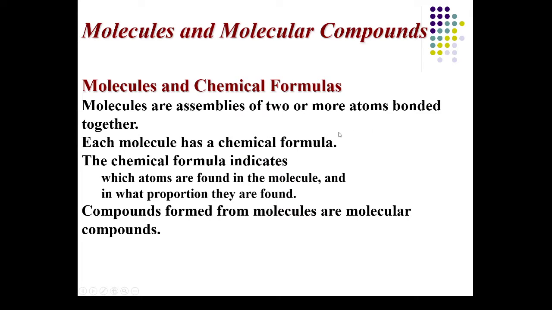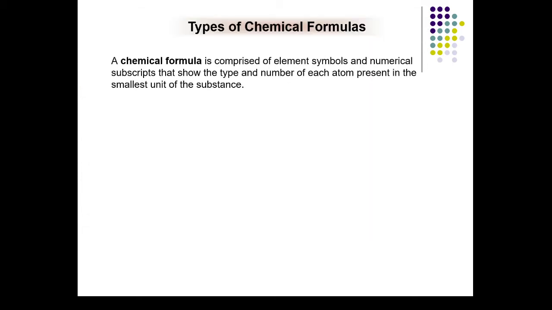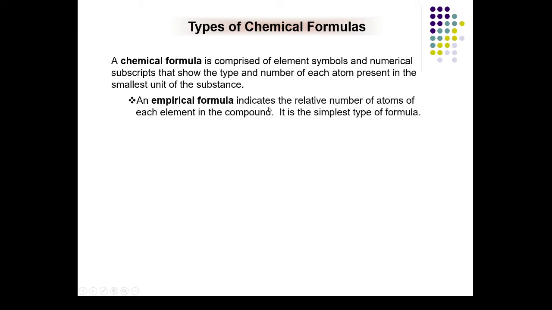Okay, so molecules and molecular compounds. Things come together to combine to become more stable. All right, what is a chemical formula? A chemical formula is comprised of elemental symbols and numerical subscripts to show essentially how many of each atom is bonding in said formula. There's something called an empirical formula, we'll talk about that in chapter 3. That's a lowest ratio possible.